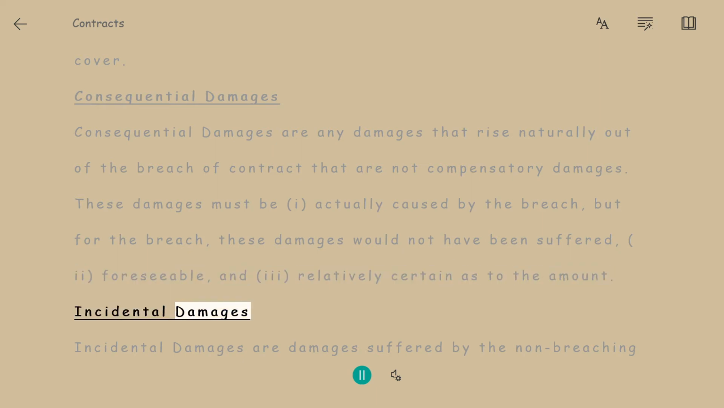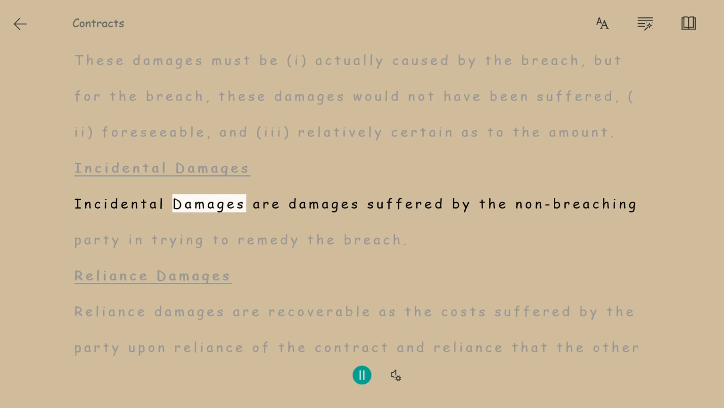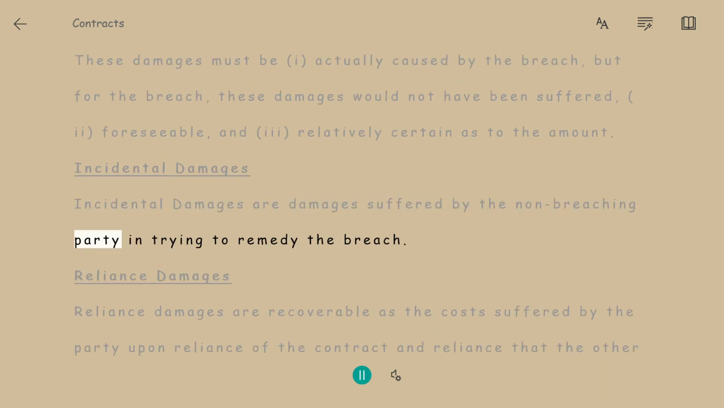Incidental damages. Incidental damages are damages suffered by the non-breaching party in trying to remedy the breach.